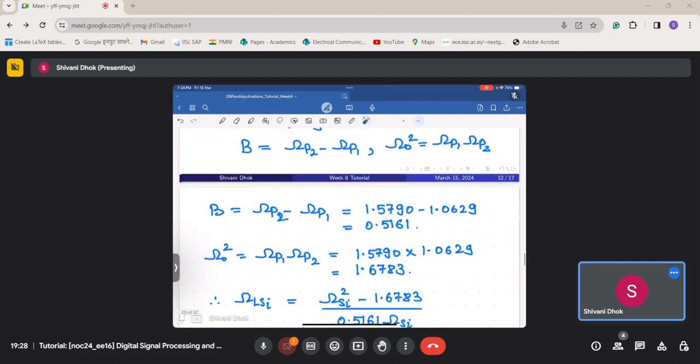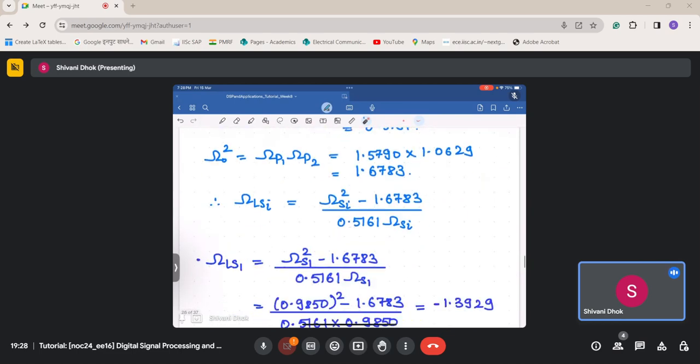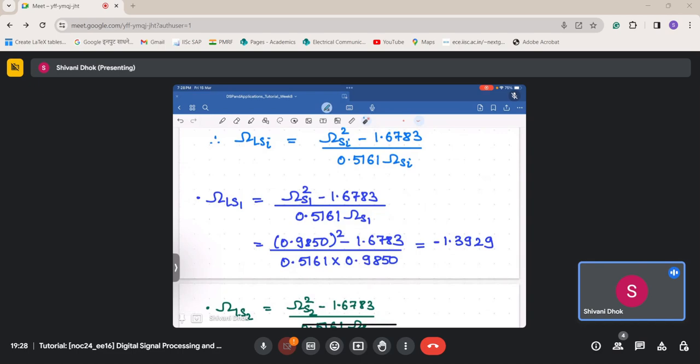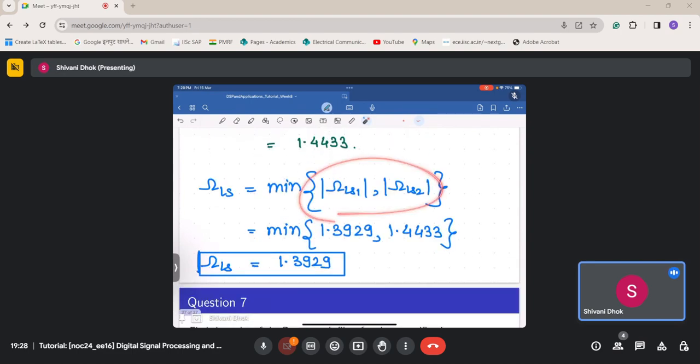Okay. So for that, the formula is given here, and we'll make use of this formula to find out the mapped frequencies for both the stop band edges, which come out to be like this and like this, and we'll take the minimum of them in magnitude, which came out to be something like this. Now we have omega LP, the pass band edge of the low pass equivalent, and we have omega LS, which is the stop band edge of the low pass equivalent.